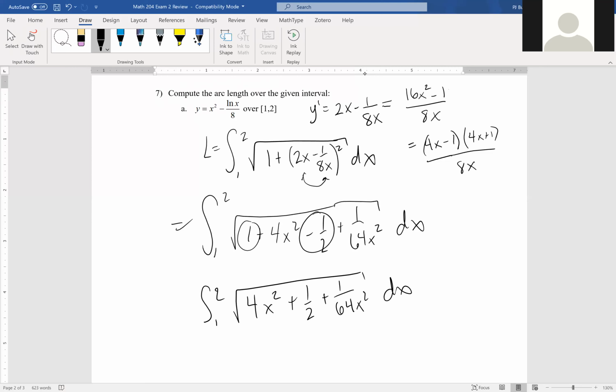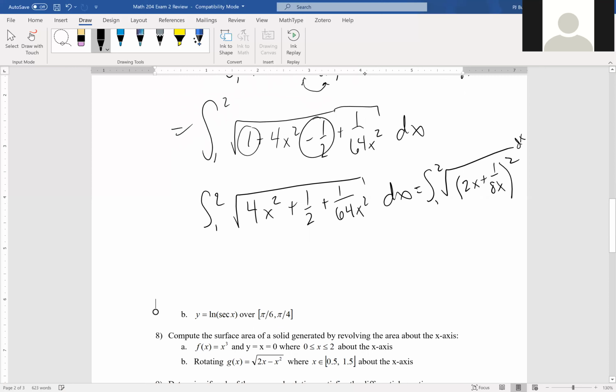And this looks just like what we had before, but with a plus 1/2. So it must factor as the exact same thing, but with a plus sign, right? And then the square root of something squared is that something. And then integrate it.